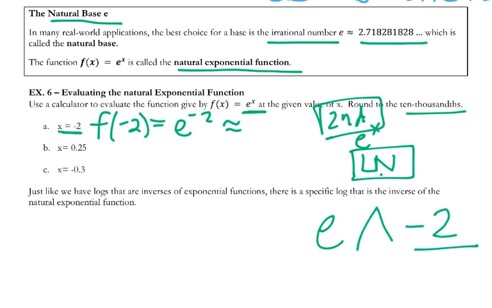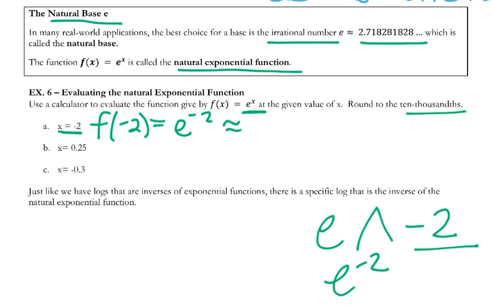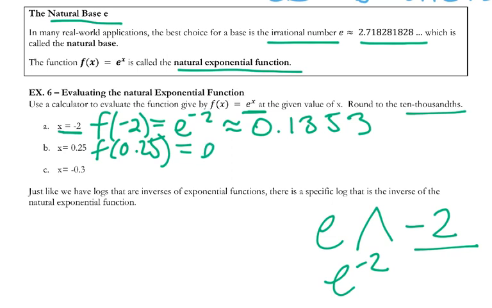So we're going to type in e to the negative 2. When we do that, you should get approximately 0.1353. Okay, now let's try f of 0.25. That gives us e to the 0.25. So you're going to hit second ln, or second natural log, and type in 0.25. And that's going to be approximately 1.2840.